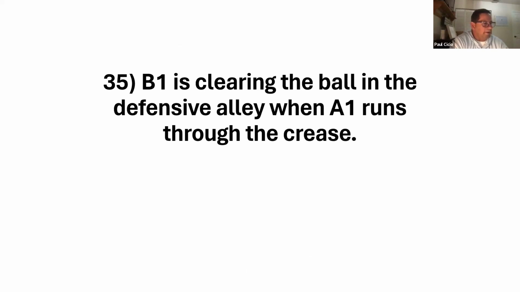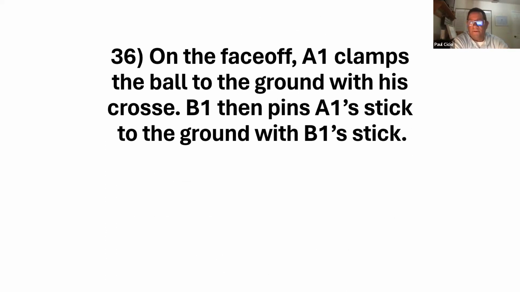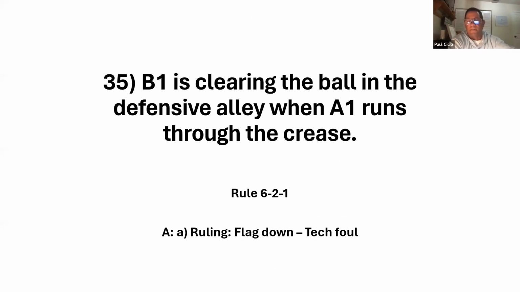35. B1 is clearing the ball in the defensive alley where A1 runs through the crease. Ruling: flag down. So if the goalie or the defenseman have possession of the ball outside the crease and they're clearing it, the attackman can't step in the crease. That's a flag down. If they have the ball in the crease and they step in the crease, that'll be a play on. And you let them either run out or complete the pass. If they don't complete the pass, you blow the whistle and award it to them.